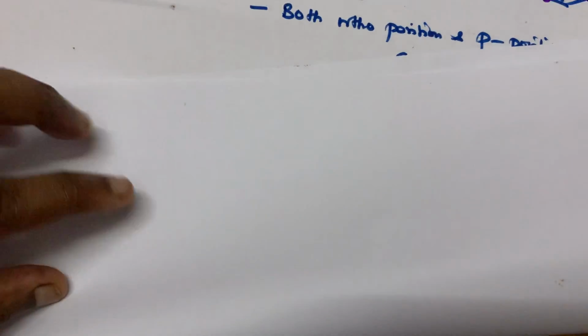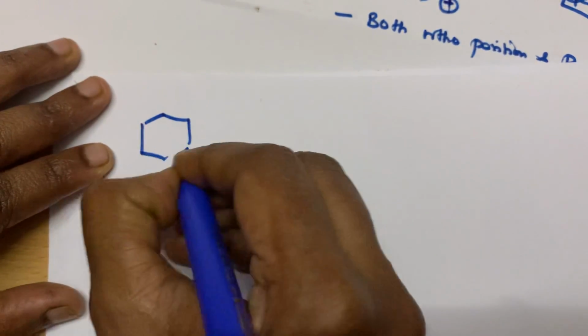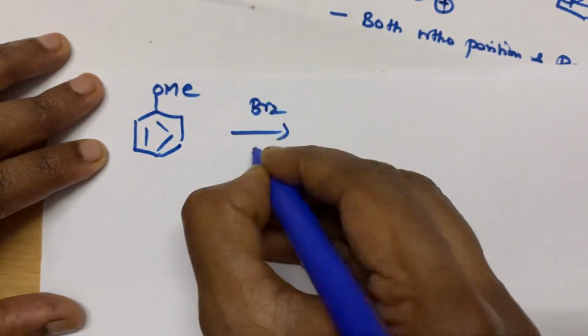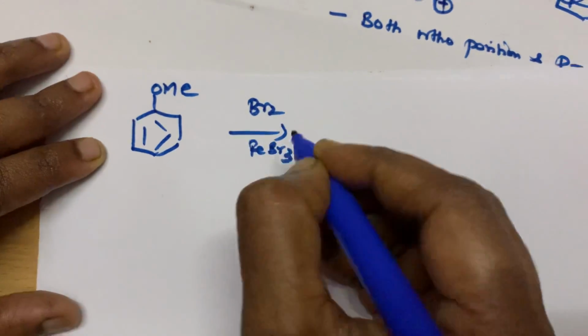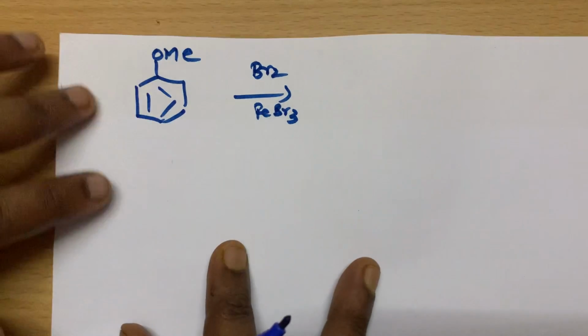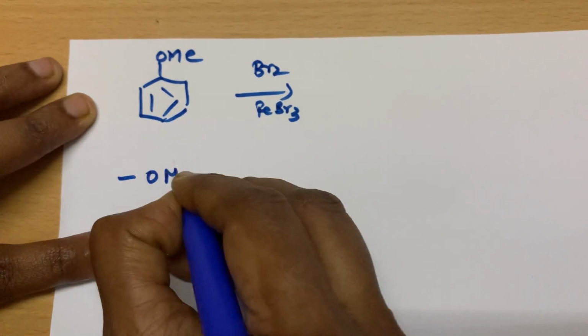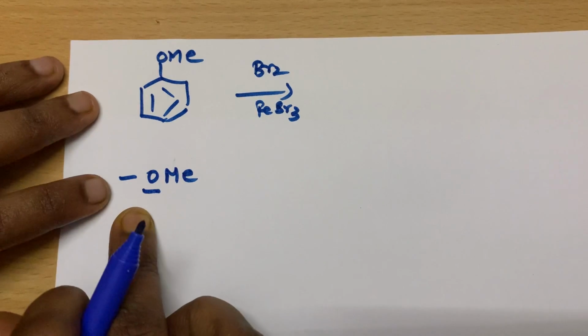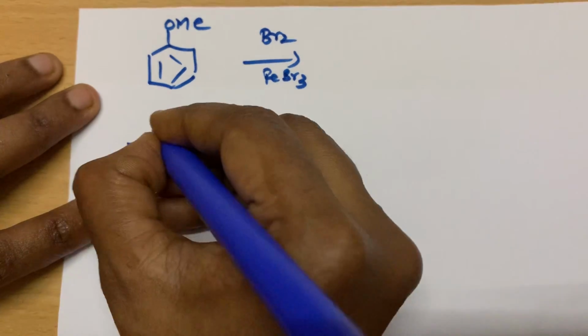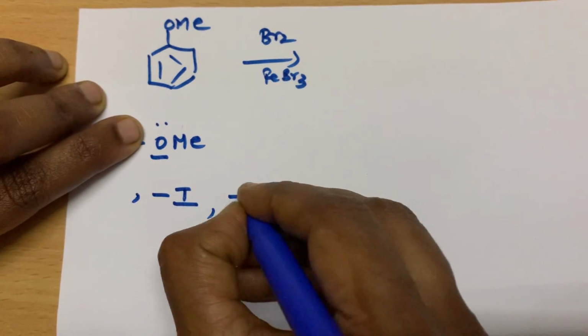See, they are asking you, in methoxybenzene, if you treat it with the same reagent, bromine in the presence of FeBr3, what will be the product? First of all, you have to examine what kind of characteristics this group will show. This is OMe, so this is oxygen. When compared to carbon, it is more electronegative, so it will show a minus I effect. And oxygen has a lone pair, so it will have a plus R effect.